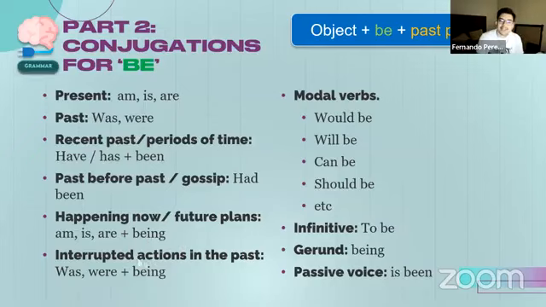When you are talking about interrupted actions in the past, we use was and were plus the verb in ING, being. And the rest is the same, modal verbs. An infinitive is the verb to be. To be has no time, and being is the gerund. I'm going to teach you later how to use them. But the idea is that you understand the conjugations of the verb be, because you need to speak and use the nomenclature of the verb be correctly.